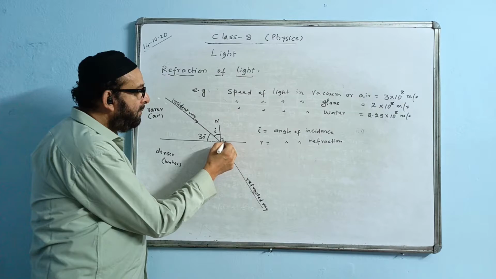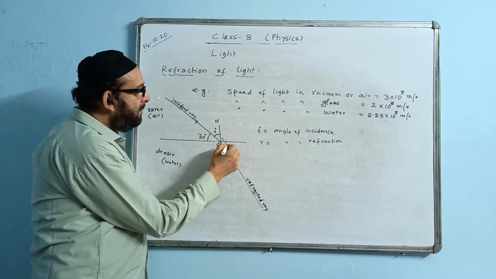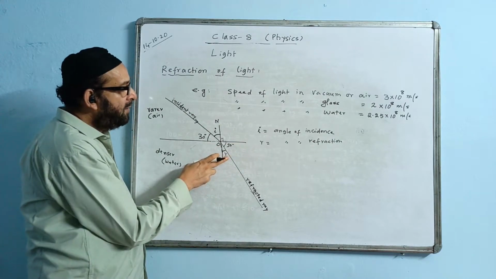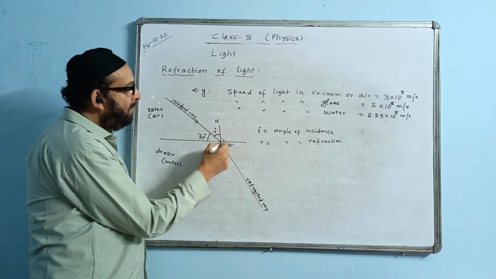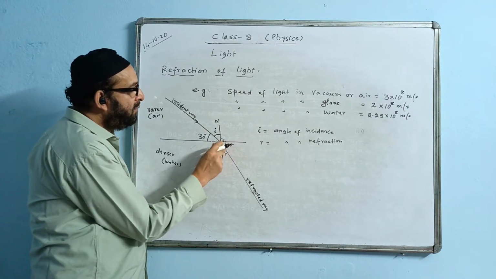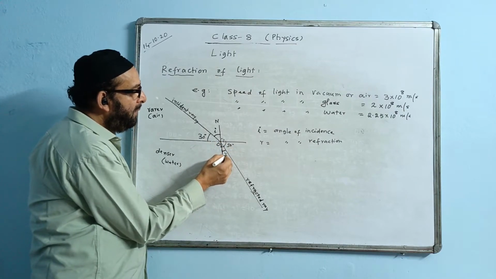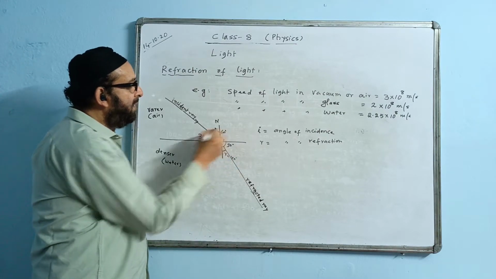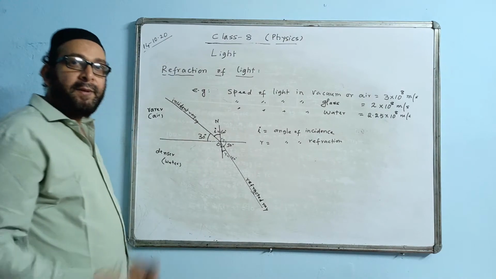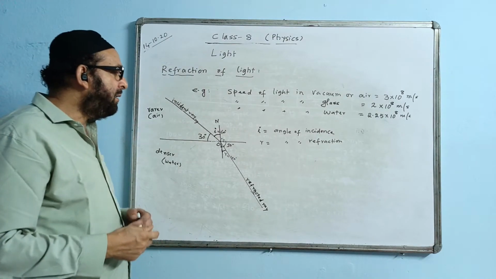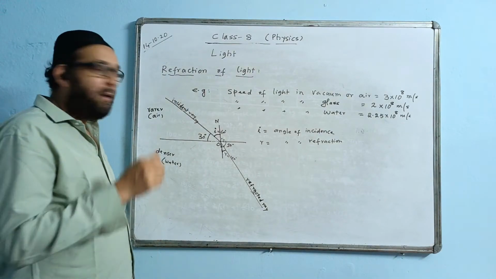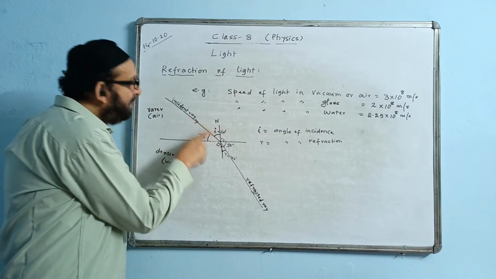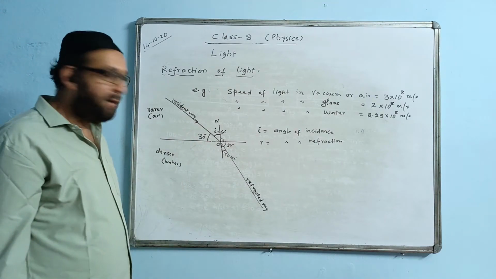Similarly, if this angle is given as 50 degrees here, what is the value of R? In the same way, 90 minus this will do. The whole angle is 90, so 90 minus 50 will be the value of R. This time the value of R will come to 40 degrees. So you have to see the diagram carefully. The angle with the normal and the refracted ray is denoted by R.